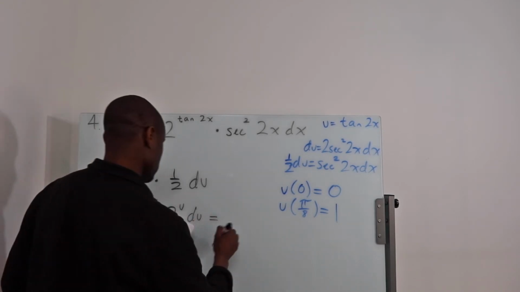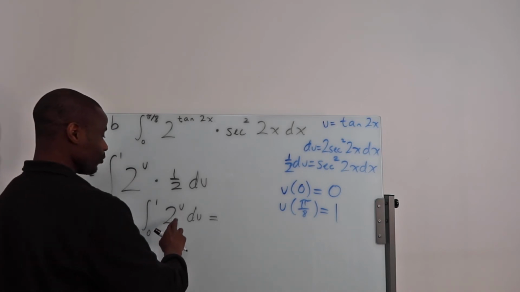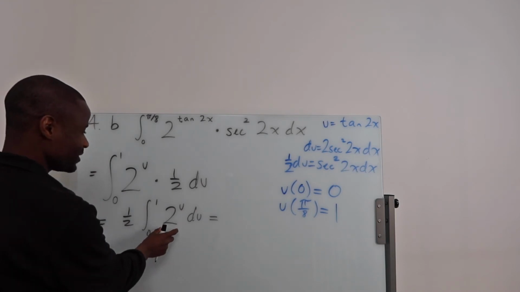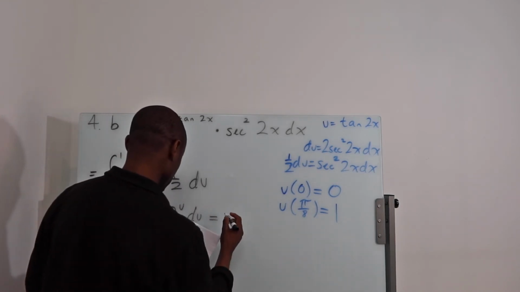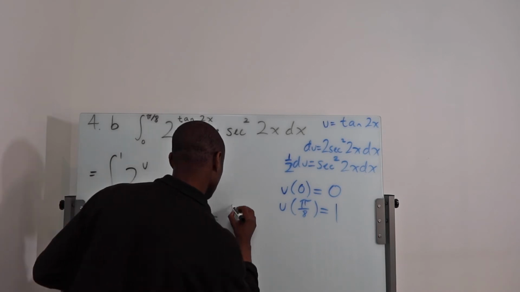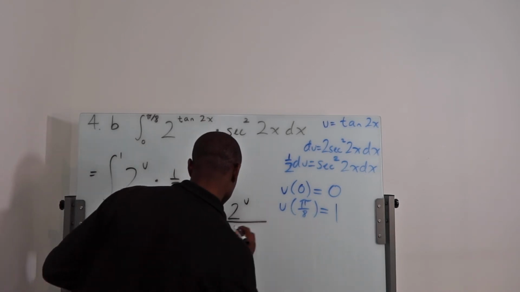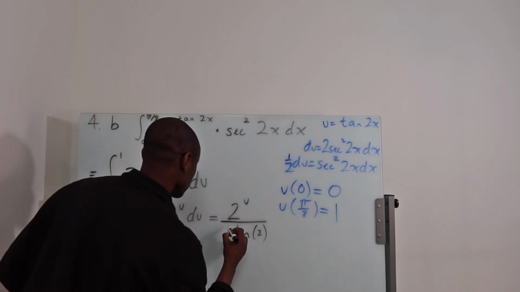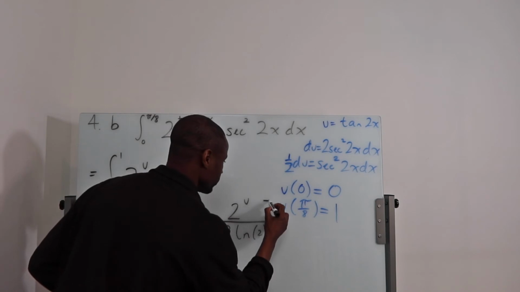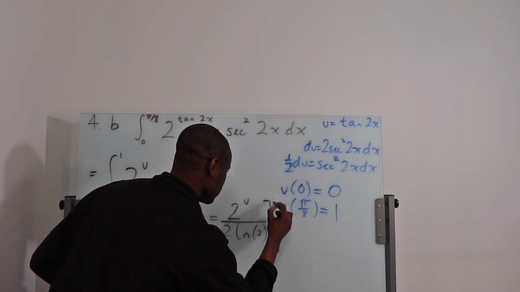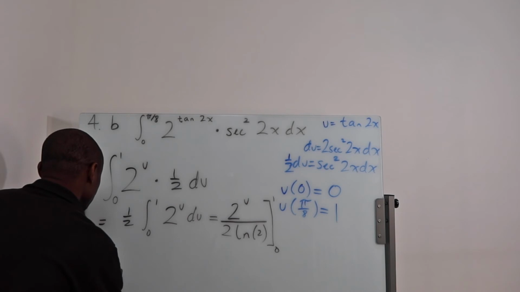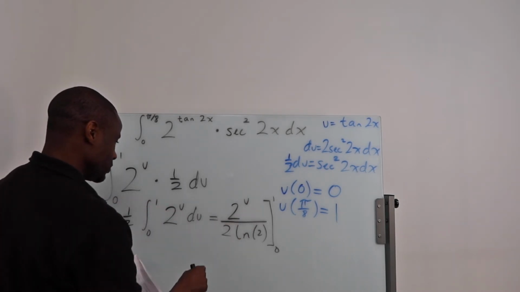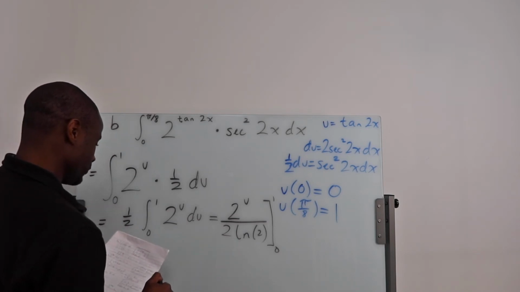equals, according to our formula, whenever we take integrals with a constant base and an exponent, our formula tells us that we should get 2 to the u over natural log of 2. Now this half still applies, so let's bring that here, and we're evaluating this from 0 to 1. So 2 to the u over 2 natural log of 2 from 0 to 1.